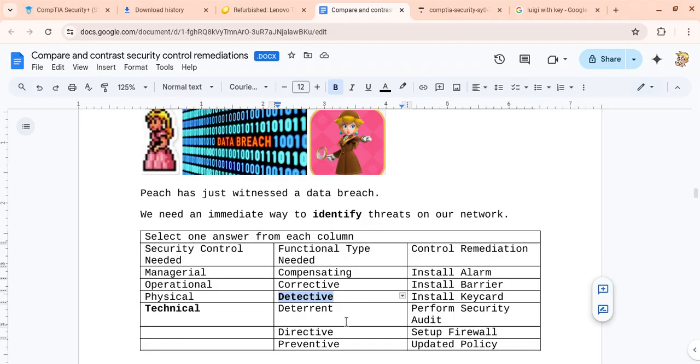Okay, control remediation. So how are we going to stop a data breach from happening again, or rather detect it or identify it when it happens? What would we need? Install alarm, install a barrier, install a key card. Hey, those are all like physical things, right? Perform a security audit, set up a firewall, or update policy. To really detect a data breach, you're going to need to monitor traffic on a network. So logs in your firewall are going to be pretty important. Okay, part 2.